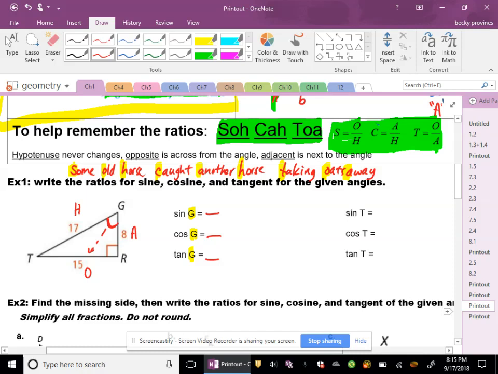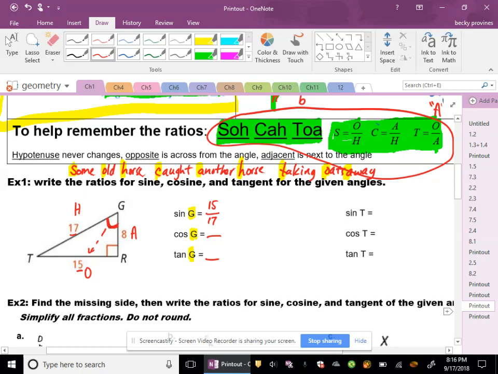So sine is, now we can look back up at the top, guys. Let's look back up here and say sine is opposite over hypotenuse. So from angle G, what is opposite over hypotenuse? That's 15 over 17. Guys, and you're finished with that one. You're done.